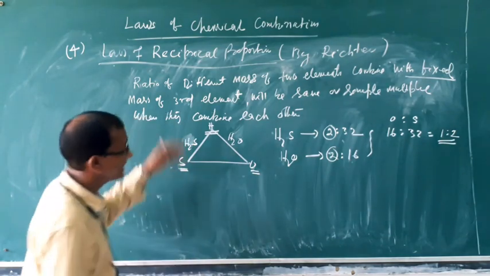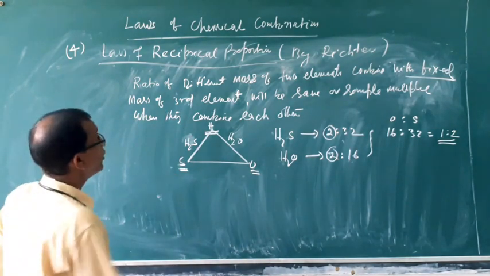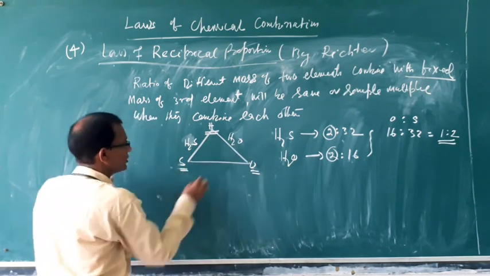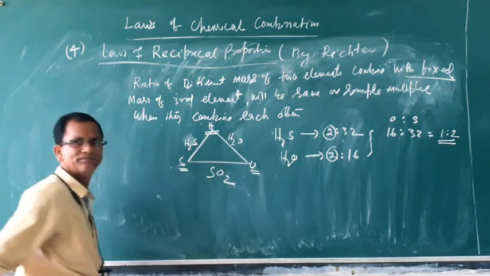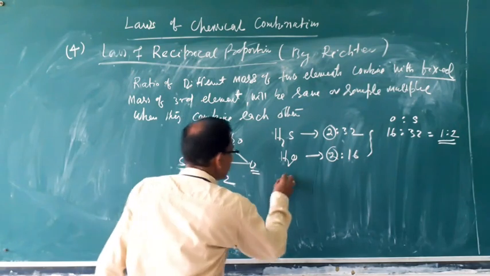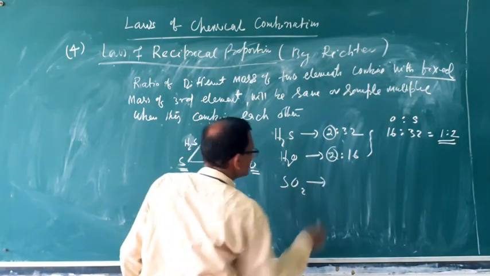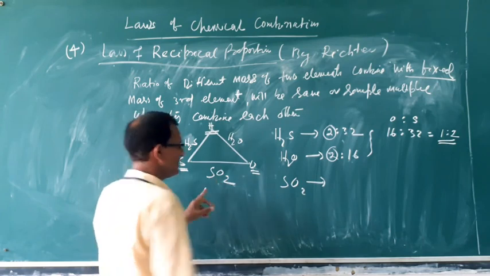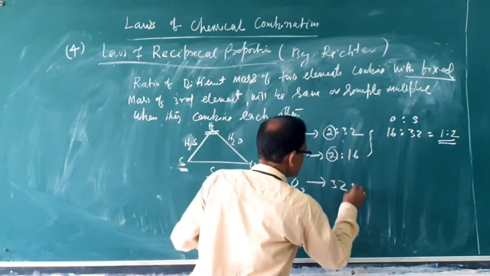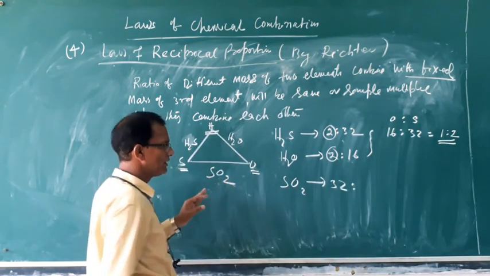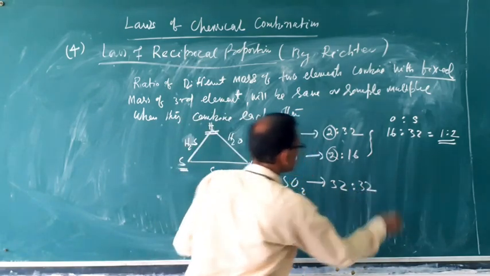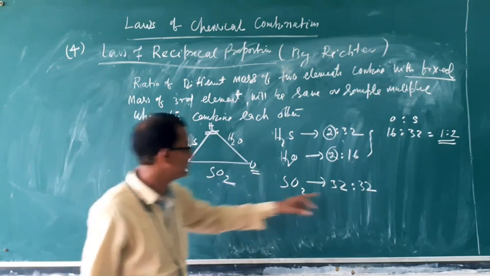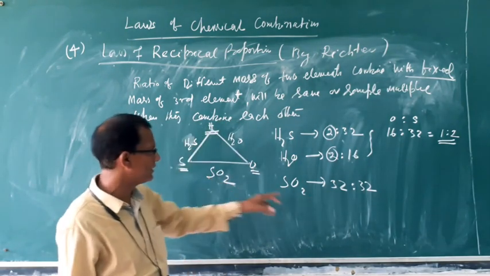Then the second part of the law: when they combine with each other, they produce sulfur dioxide. And what is the ratio in sulfur dioxide? Ratio of sulfur and oxygen. Sulfur relative mass is 32, 2 oxygen relative mass will be 32, 1 sulfur relative mass is 32.